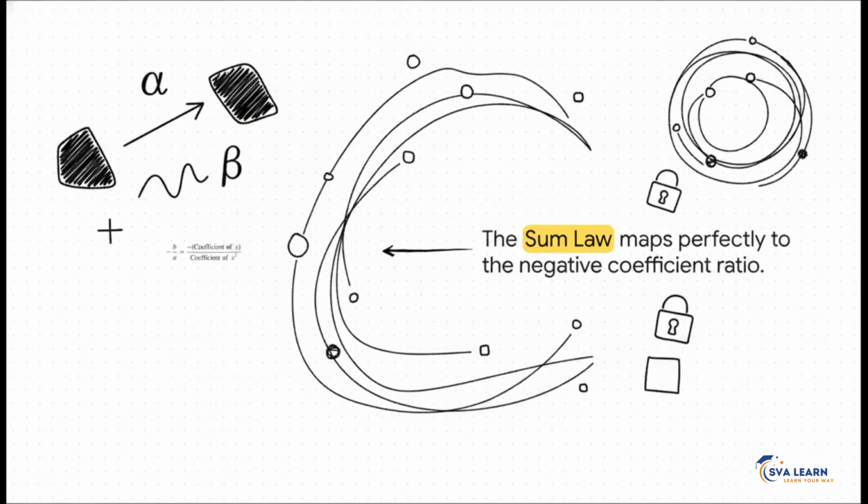If you take those two zeros, alpha and beta, and add them together, their sum will always map perfectly back to the coefficients. The sum is strictly equal to the negative coefficient of x divided by the coefficient of x squared, or in simpler terms, minus b over a.